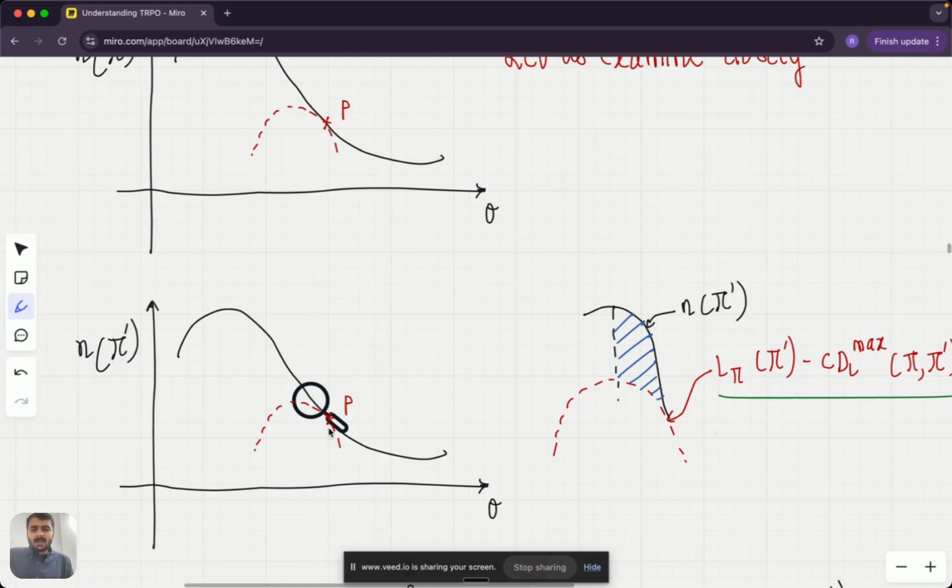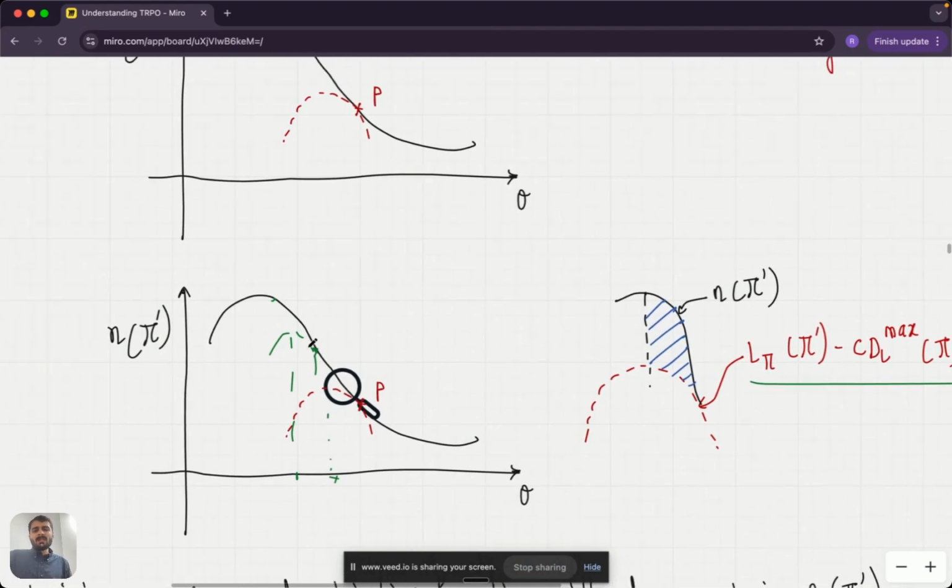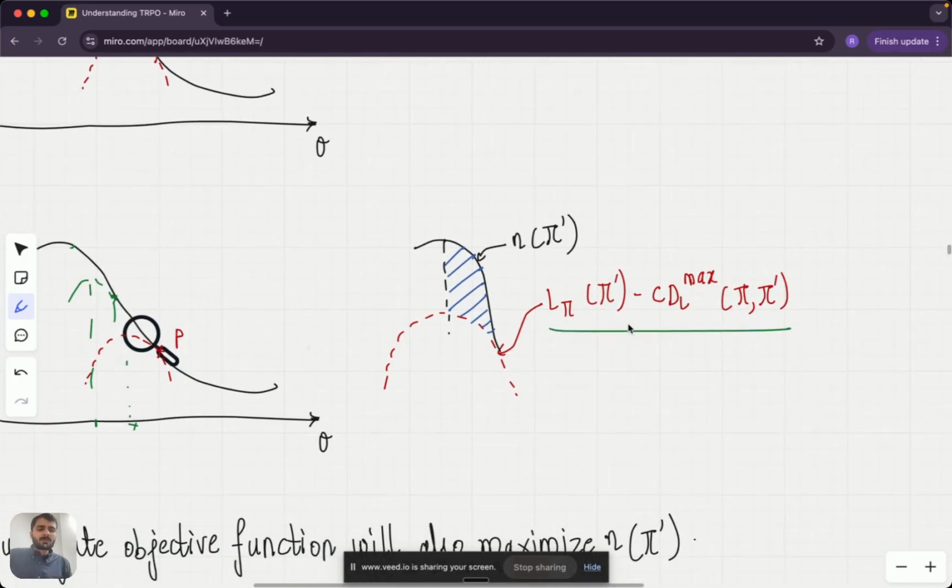So all I will do is, I am at point P, I construct a surrogate objective at point P, calculate the maximum of that, and move towards the next point. I again find the surrogate objective function for the next point, calculate the maximum, move towards the next point, and so on. Essentially, I will throw away this n of pi dash and replace it by this surrogate objective function, which is given by L of pi dash minus C times the KL divergence of the old policy and the new policy.